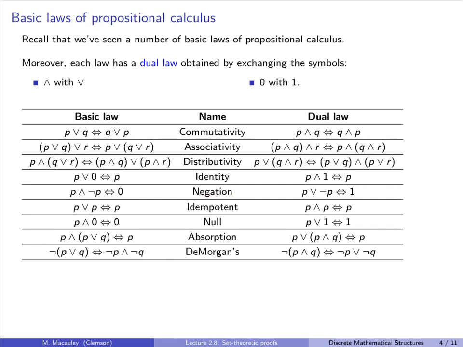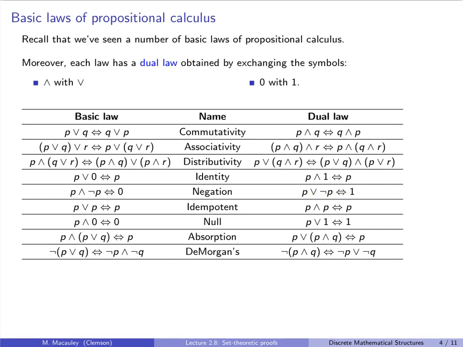Negation says that P and not P is equivalent to 0. So P and not P can never be true and false. And the dual says that P is either true or false. P or not P is equivalent to 1.